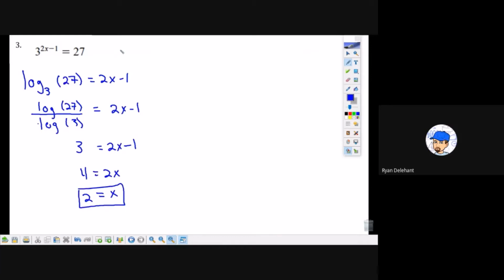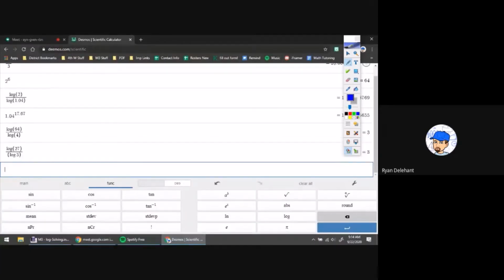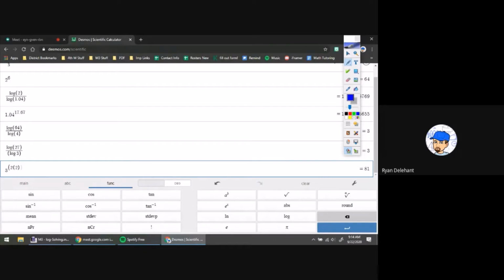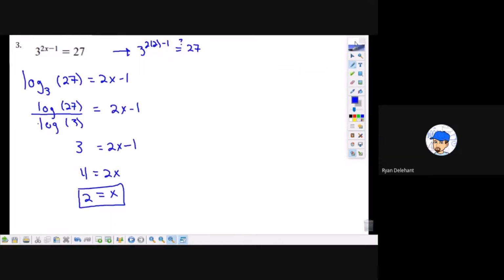We could easily check this, because is 3 to the power of 2 times 2 minus 1 really equal to 27? So we could always go back in and plug our answer into the power and make sure it works. So let's actually plug it in and see that it works. We're going to go 3 to the power of, it was 2 times 2 minus 1. And there it is. You see we get exactly 27 because we have the exact answer here. And that worked perfectly. You could solve this just like I did with the other one.